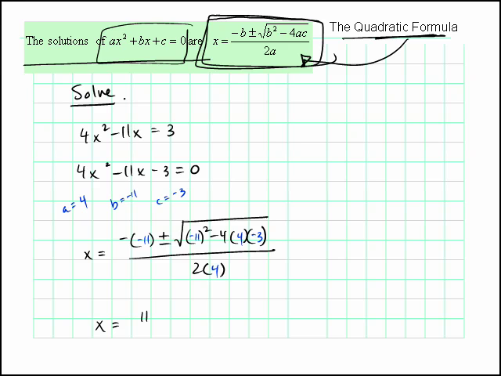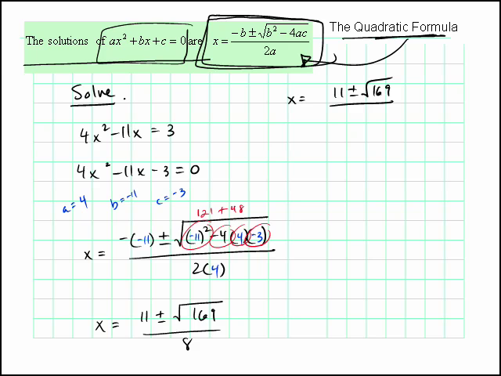Positive 11 plus or minus the square root of, let's see here, that's a 121. And then negative 4 times negative 3 is a positive 48. So if I add that together, that's 169. 169 over 8. Let me rewrite that up here. Okay, we have it simplified down to this. The square root of 169 happens to be exactly 13.